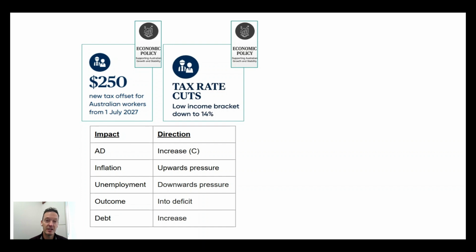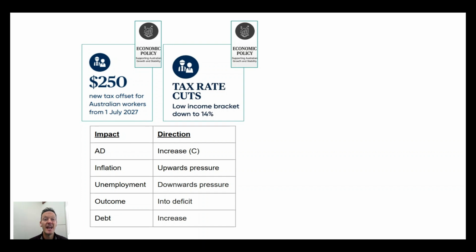As a result, that's going to create widespread shortages, putting upwards pressure on inflation. And unemployment is going to see downwards pressure, because when those people spend that extra money in the economy, that's going to generate an increased derived demand for labour. Now, since this is reducing the amount of receipts that the government is receiving, this is actually contributing to pushing the current budget outcome into deficit, because that receipts number is lower.